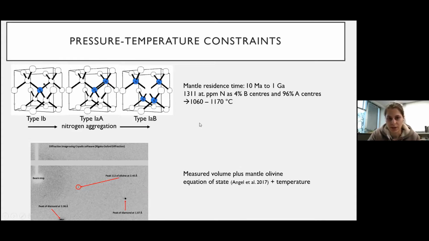So this nitrogen-bearing diamond actually contains an olivine inclusion, as you can see on the lower diagram on the left. With single crystal XRD, we could measure the volume of this olivine inclusion in the diamond. And when we have the measured volume, we can use the equation of state and the temperature estimate that we got from the nitrogen to calculate the original pressure at which this inclusion formed.